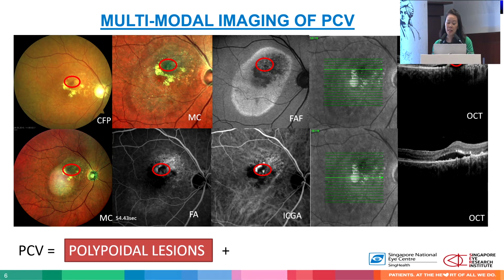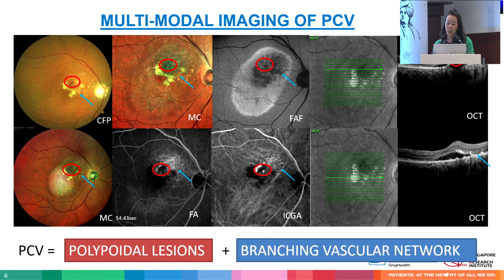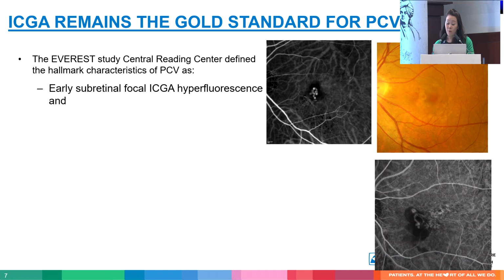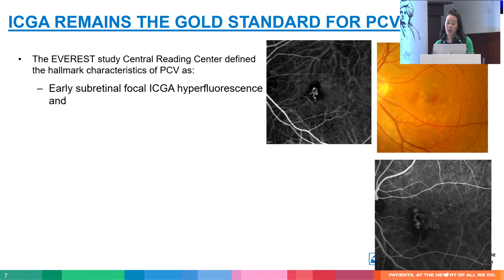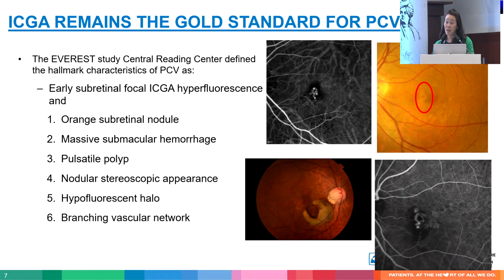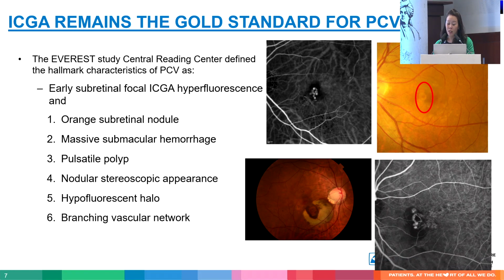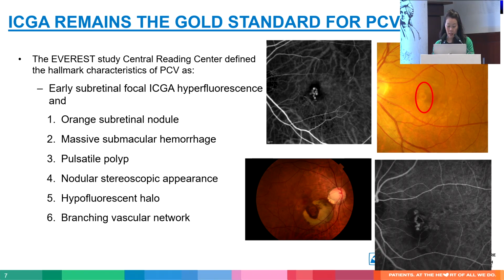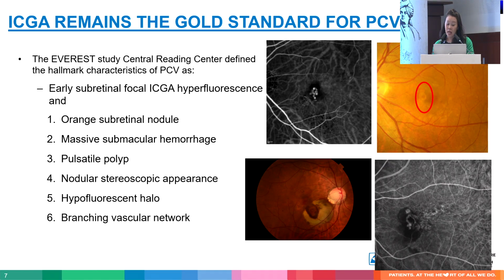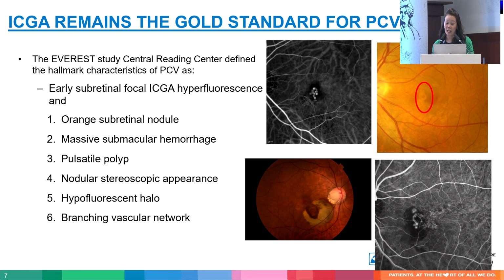And you can always see that polypoidal lesions consist of the polypoidal lesions themselves and the adjacent branching vascular network that you can see in the blue arrows. ICGA remains the gold standard for PCV diagnosis. And you can see here in the early regions, you can get the hyperfluorescent lesions, your orange subretinal nodule, massive submacular hemorrhages, a pulsatile polyp, and you can see at the bottom, that polyp is pulsatile, with a nodular stereoscopic appearance, hypofluorescent halo, and branching vascular network.